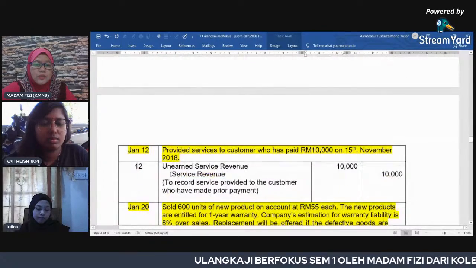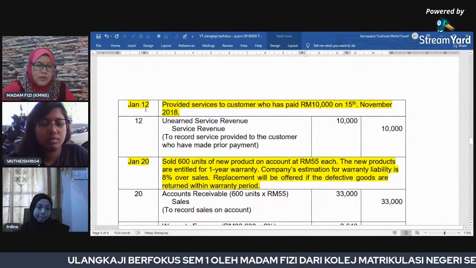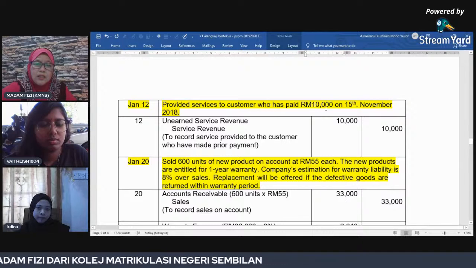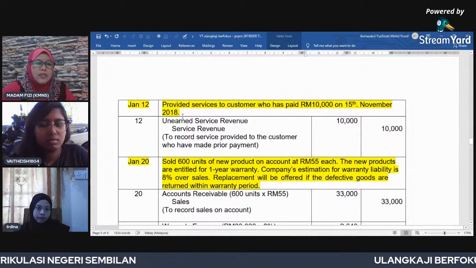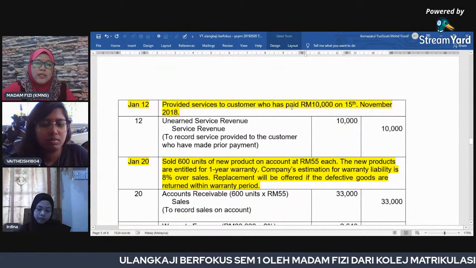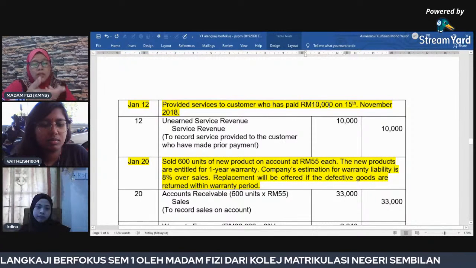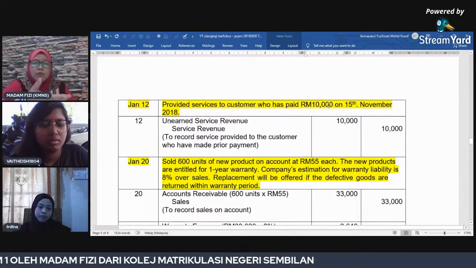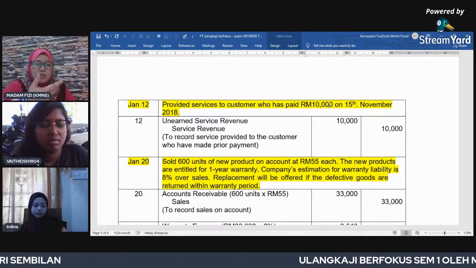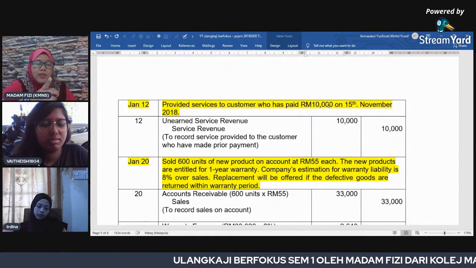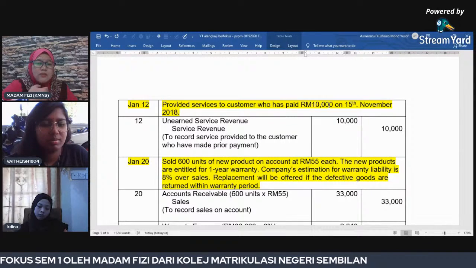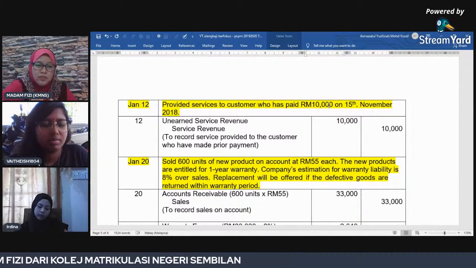Okay, so we go to the next transaction, which is on January 12. Provided services to a customer who has paid 10,000 ringgit on 15 November 2018. What does it mean by provided services to a customer who has paid 10,000? That means we already received cash on 15 November, but we didn't deliver our service yet. So what do we call it? It is unearned service revenue, because we already received money, but we didn't deliver the service yet.